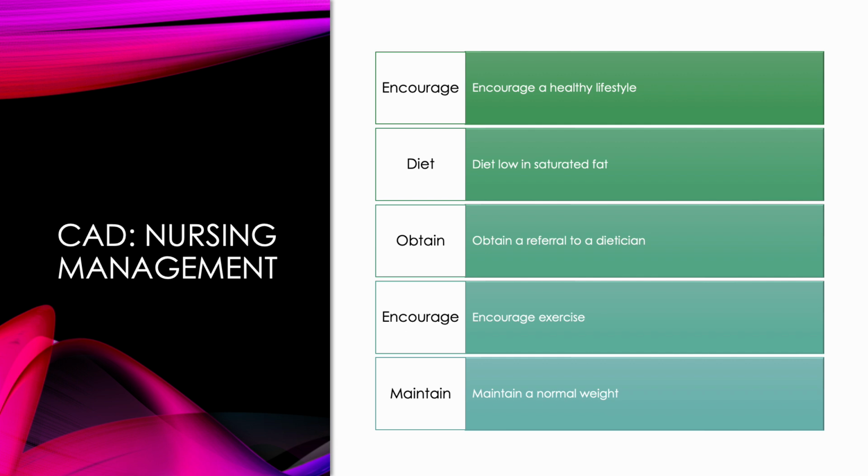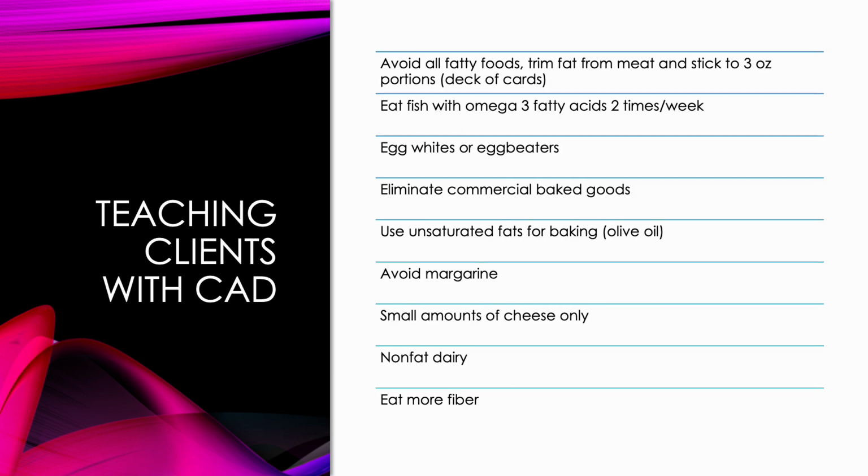All right, nursing management with somebody who has coronary artery disease, okay? So if they have angina, if they have an MI, if they have unstable angina, okay, they need to follow this management. So they need to engage in a healthy lifestyle. They need to have a diet low in saturated fat. We'll talk a little bit more about that. They should see a dietitian. Encourage them to exercise, and they need to maintain a normal weight. Okay, so this is good advice for everybody, not just coronary artery disease.